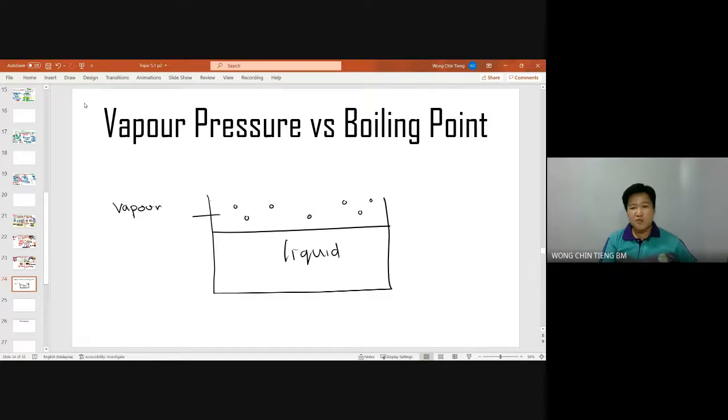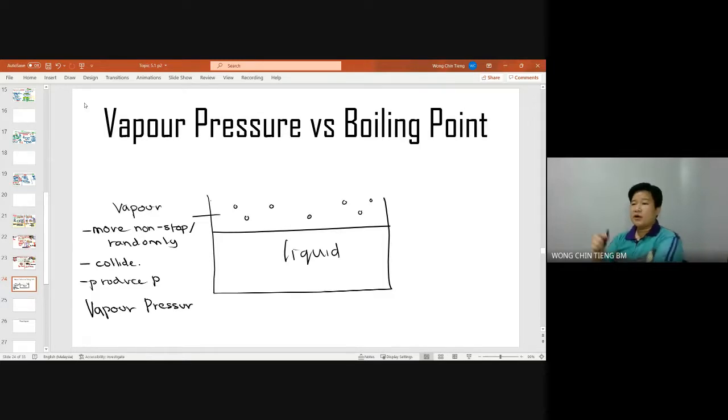And remember just now we say vapor, your gas, they will move non-stop. They will move randomly. Betul? And when they move non-stop and randomly, they collide. When they collide, they produce pressure. So that pressure that produced is what we call vapor pressure. Pelanggaran yang menghasilkan tekanan disebabkan oleh pergerakan wap air. Wap air kamu bergerak, wap air kamu berlanggar, wap air kamu menghasilkan tekanan. That is what we call vapor pressure.